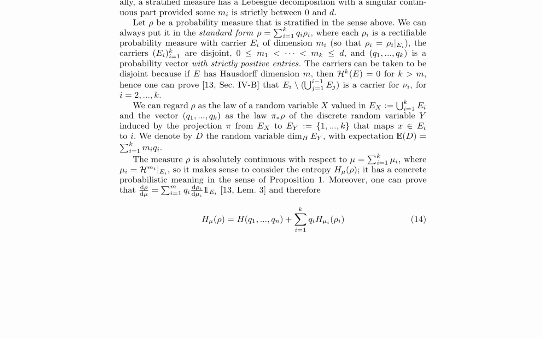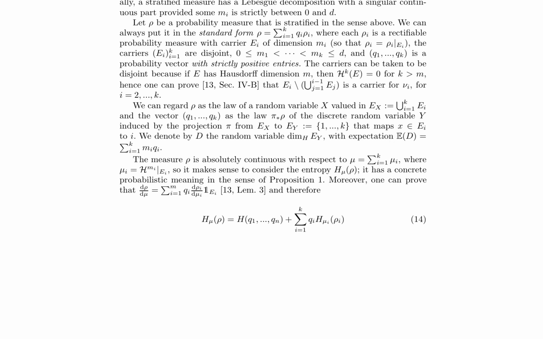The vector of weights can be seen as the law of a discrete random variable y, and the authors define the random variable d as the dimension of the Hausdorff measure of y, with expectation E[d] being a weighted sum of the dimensions. The measure ρ is absolutely continuous with respect to a mixture of Hausdorff measures, and the authors define the entropy h micro ρ in terms of the entropy of the weights and the entropy of each rectifiable measure. Notably, the entropy has a concrete probabilistic meaning and can be expressed as the sum of the entropy of the weights and the weighted sum of the entropies of each rectifiable measure.